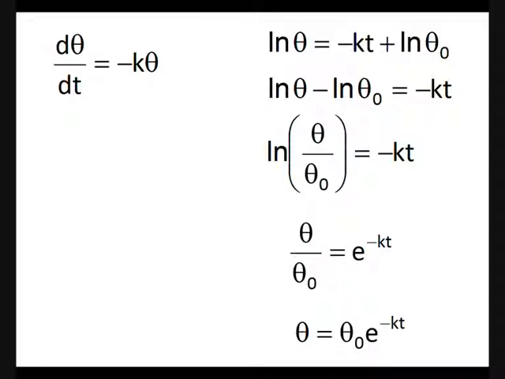Then we exponentiate both sides, so theta over theta 0 is e to the minus kt, and then we finish off by multiplying by theta 0, so we have theta equals theta 0 e to the minus kt. And that's the rule we're going to be using to test our experiment.